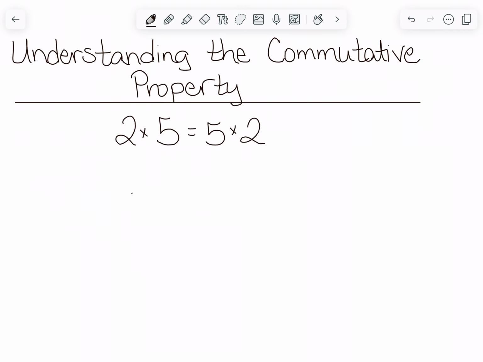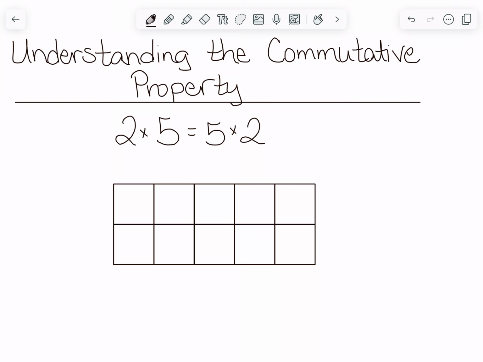Let's look at a simpler example. 2 times 5 equals 5 times 2. Visually, we can show this problem with an array. So here's a 2 by 5 array.